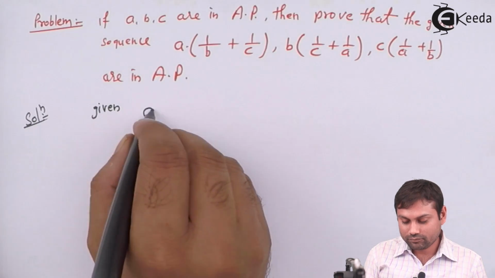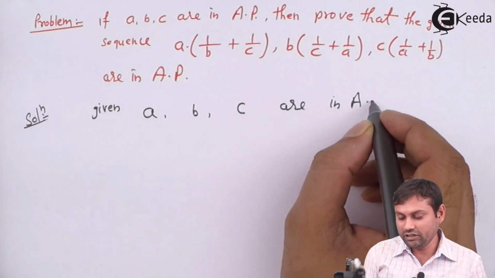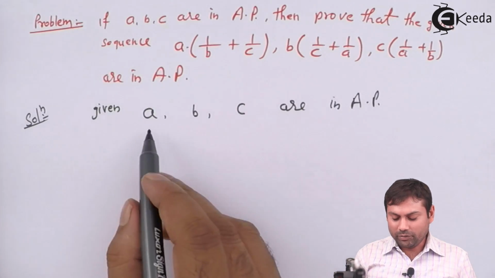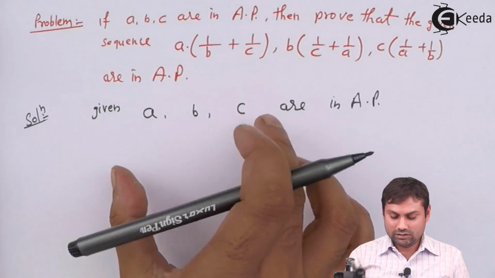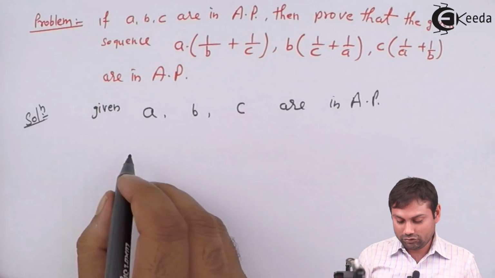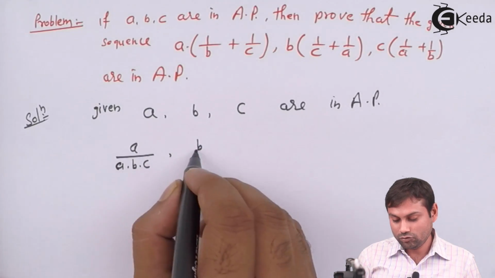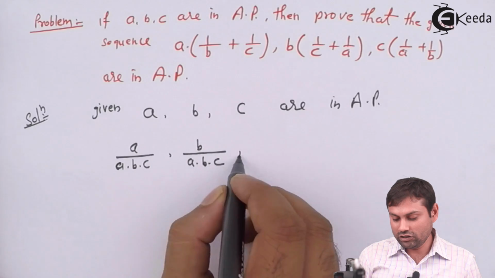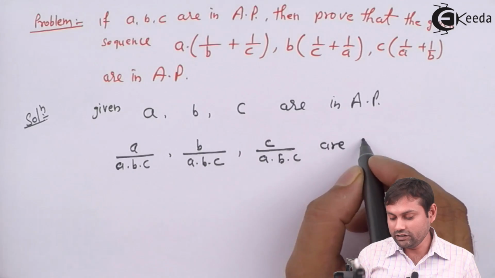So given A, B, C are in AP. This is given. So now we can divide this AP by a fixed constant number. Okay, that would be A into B into C. So A upon A into B into C, B upon A into B into C, C upon A into B into C. These also are in AP.